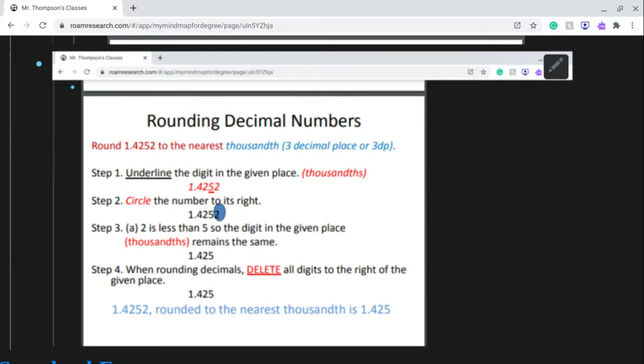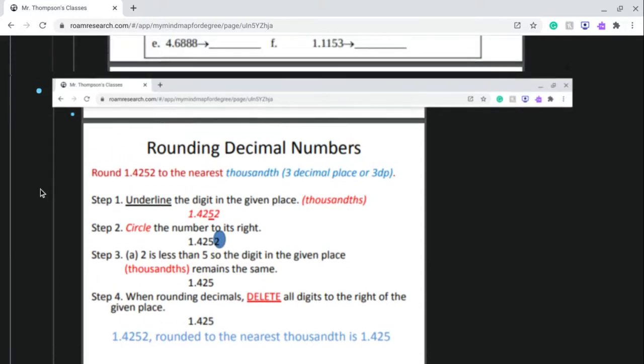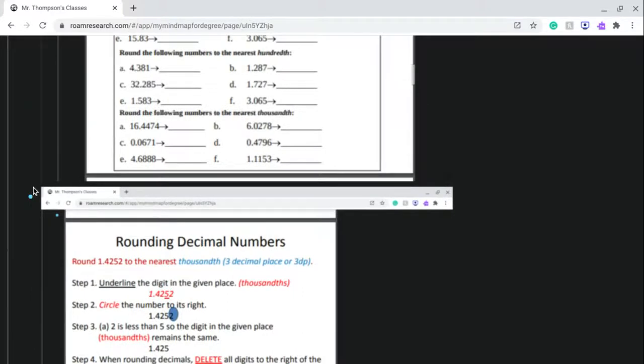Okay, so the step that we'll realize is that 2 is less than 5. So therefore, the step is that we're going to drop 2, delete it, and say that the more precise value for 1.4252 will now be 1.425, right? You don't need to add a 0 for 2 because 2 is the last value in its place, right? You understand, everyone?